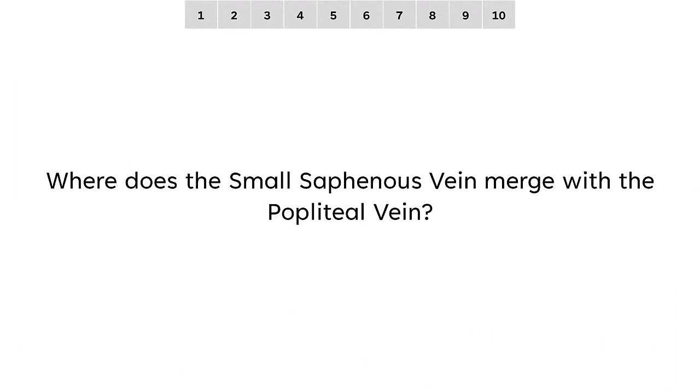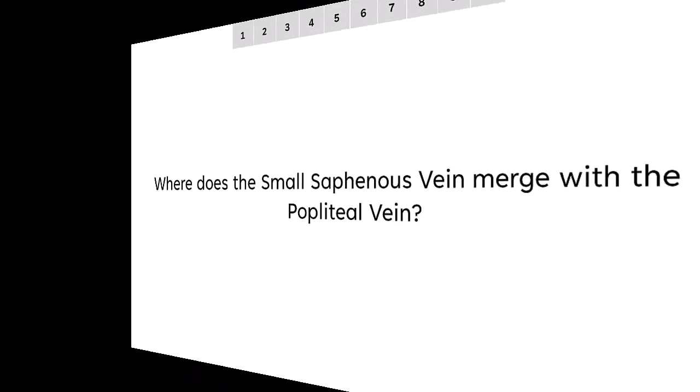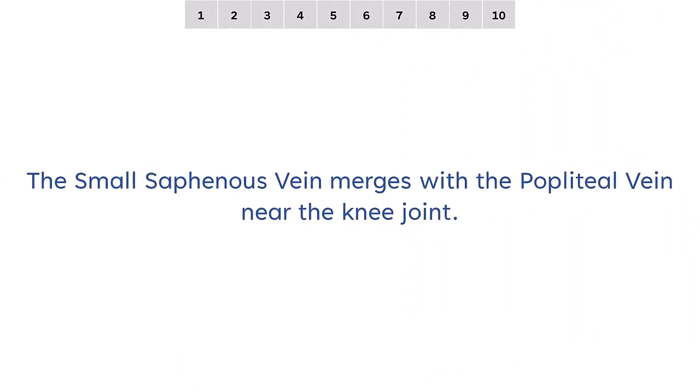Where does the small saphenous vein merge with the popliteal vein? The small saphenous vein merges with the popliteal vein near the knee joint.